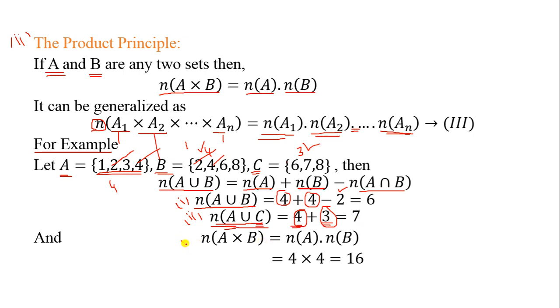Next we want to see the number of elements in the product of A and B. According to the product rule, the number of elements in the product of A and B is equal to the number of elements in A. We have checked that there are 4 elements in A. So 4, and number of elements in B. There are again 4 elements in B. So this is 4. 4 times 4 is 16, and we used both of the rules, product rule and sum rule.